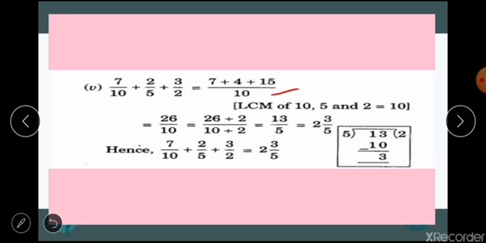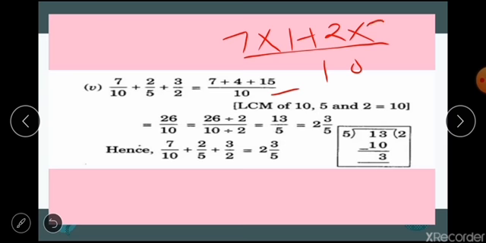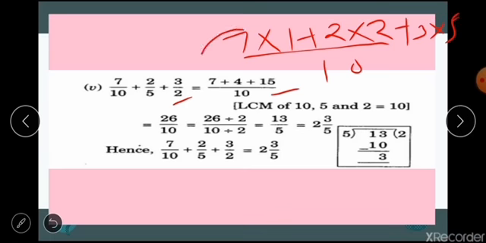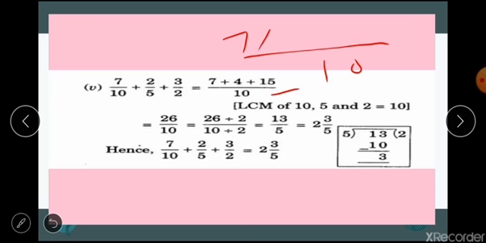So after solving this, again you will write 10 in the denominator, then 7 as it is, multiplied by 10 ones are 10, plus then 2 multiplied by 5 twos are 10, and then plus 3 as it is, multiplied by 2 5s are 10. So you will get, student, 7 ones are 7, 2 twos are 4 and 3 5s are 15. So in the same way you can solve this, and you will get 26 upon 10.